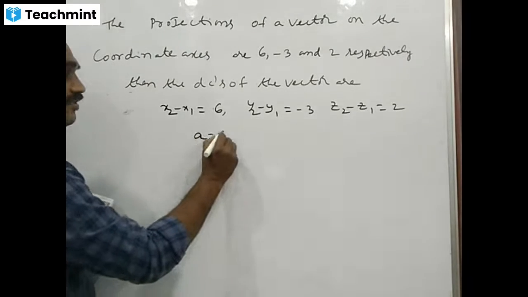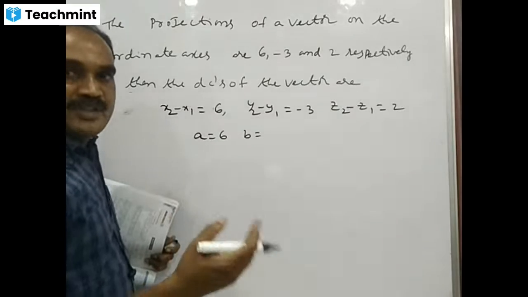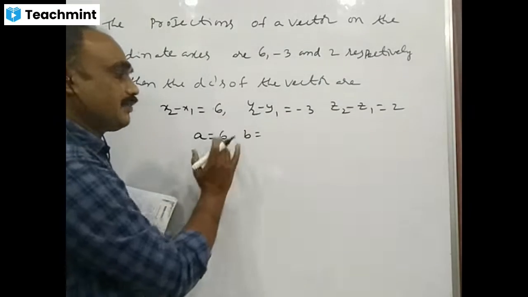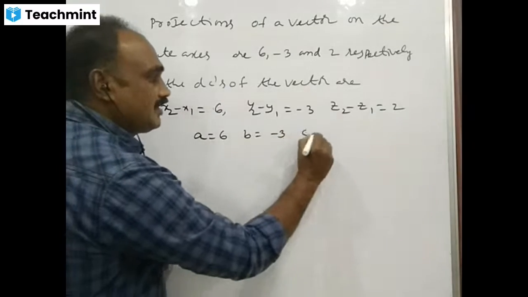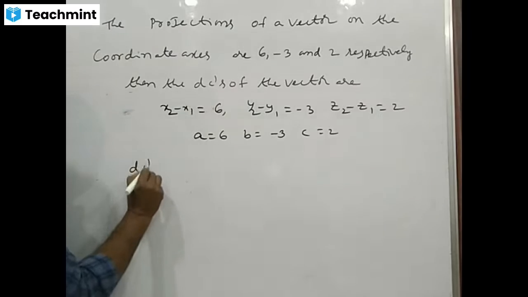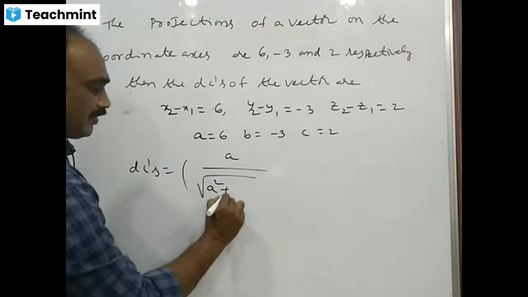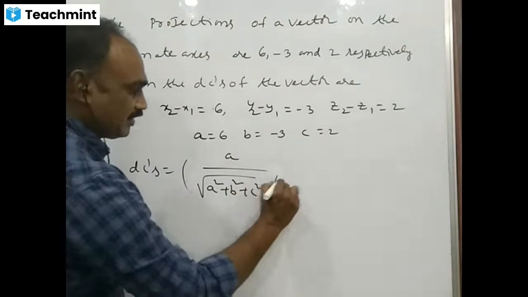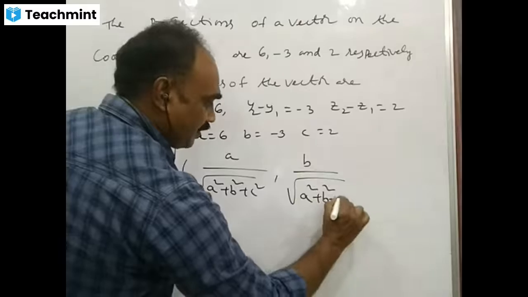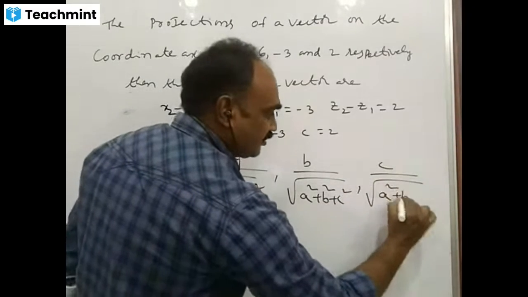Friends, a is equal to 6. Direction ratios formula, friends: x2 minus x1, y2 minus y1, z2 minus z1. So these are direction ratios. A is equal to 6, b is equal to minus 3, c is equal to 2. Here calculate direction cosines. What is the direction cosines formula? a by root of a square plus b square plus c square, comma, b by root of a square plus b square plus c square, comma, c by root of a square plus b square plus c square.